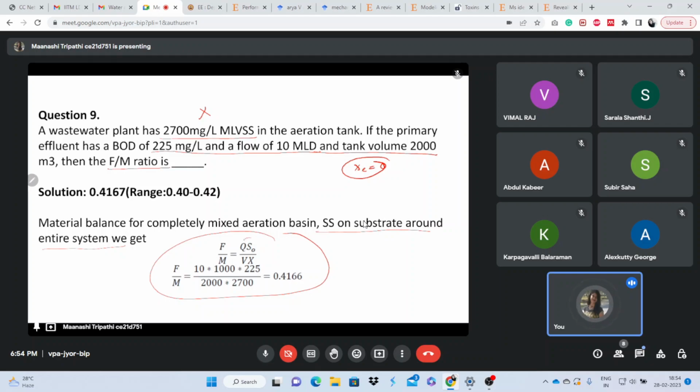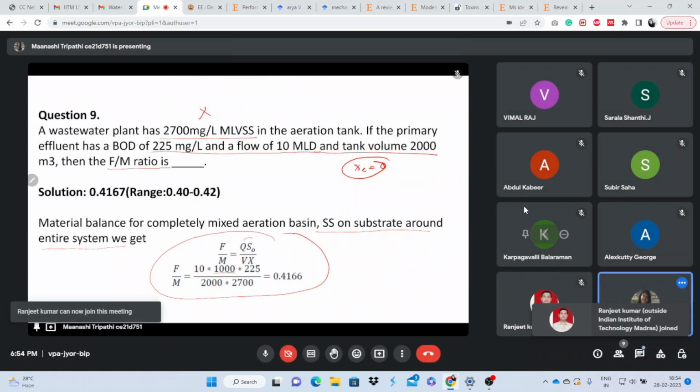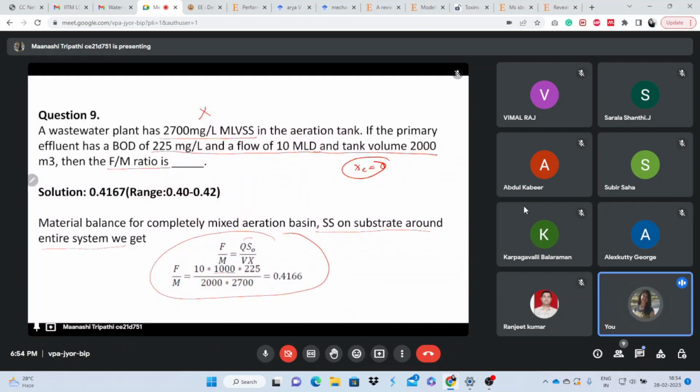Q by Q into S naught. Q is the flow in MLD, and 1000 is the multiplication, which will convert it into meter cube. After converting it to meter cube, we will multiply by S naught, that is 225 mg per liter. I told you food is BOD and biomass is on MLSS basis. And 2000 into 2700 will be V into X. So this is what we get, the food by biomass ratio.